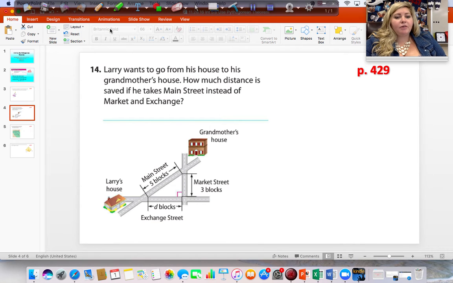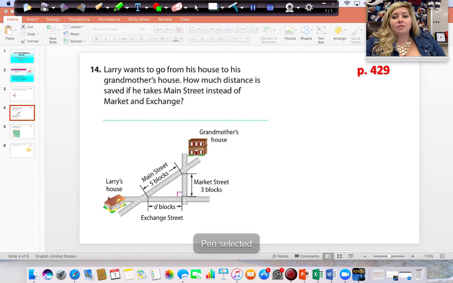Okay, this says Larry wants to go from his house to his grandmother's house. How much distance is saved if he takes Main Street instead of Market and Exchange Street? So this is in your book on page 429. You don't have to draw this diagram or write this part of the problem, but you do need to remember that it is on page 429, so write that down and write down that it is problem number 14 on that page. Okay, and then everything else I'm about to write, you need to write that as well. All right, so it says how much distance is saved.